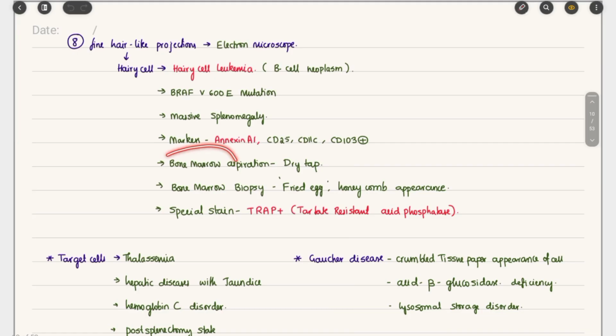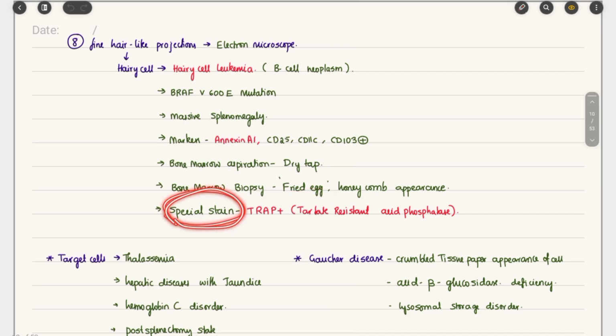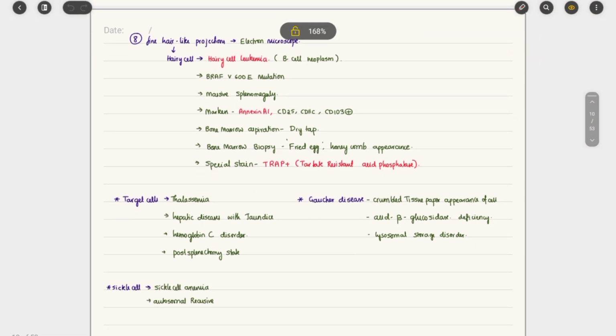When you do the bone marrow aspiration, there will be dry tap. Bone marrow biopsy, you can see fried egg honeycomb appearance. The fried egg in pathology. Can you tell? Again, we will see in the 20th book fried egg. Special stain is TRAP positive, that is tartrate resistant acid phosphatase positive.